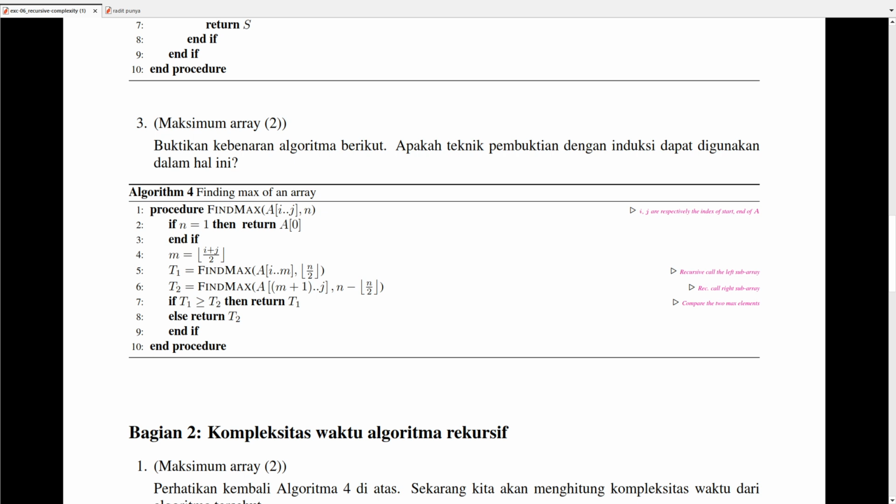And since the induction hypothesis is correct and it holds for both halves because it's divided by 2, the final comparison of the two halves produces the correct result, which is the maximum number of the array. Thus the algorithm is correct for all n greater than 1. And yep, that's simply the mathematical induction for number 3.